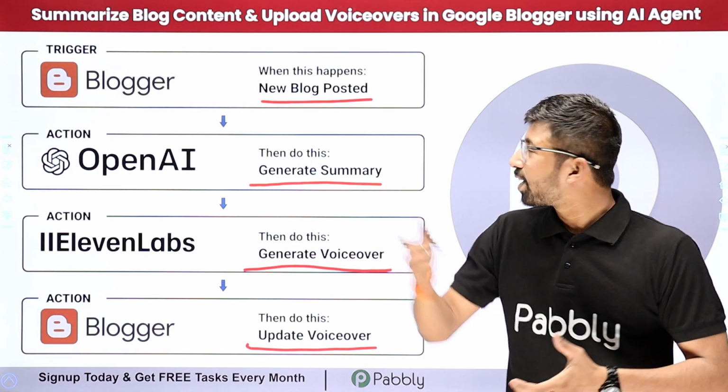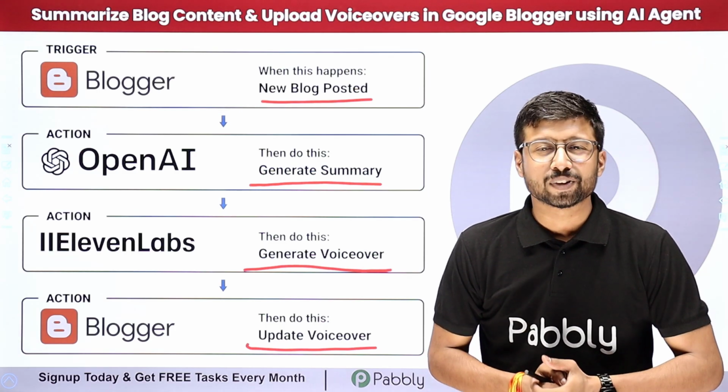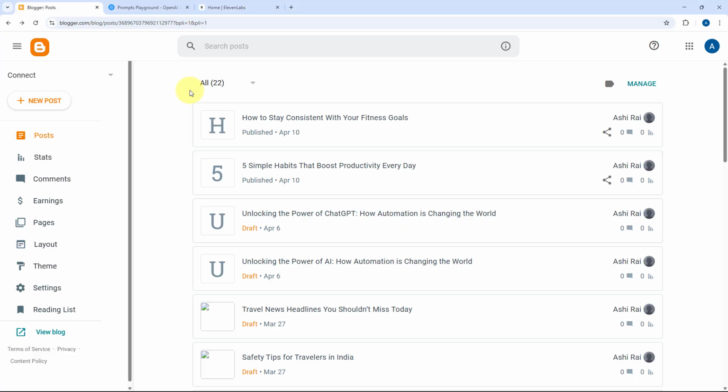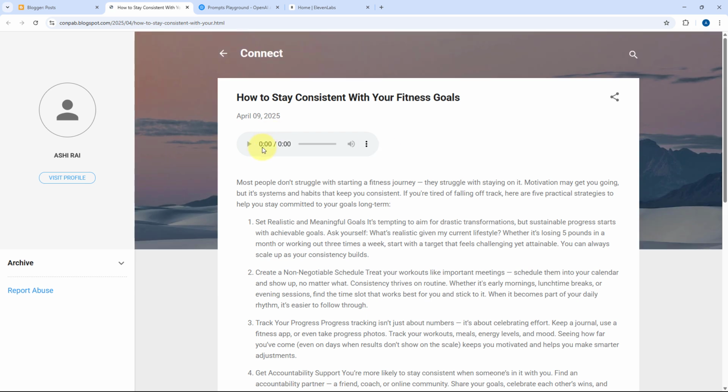Now, if you want to know how you can build this AI agent all by yourself, let me just take you to my screen. So as you can see, here we are on my Google Blogger account where I'm posting some blogs. Now, with the AI agent which we have created, whenever we post a blog on Google Blogger, you can see that this kind of audio of the same blog summary will be added on top of that.